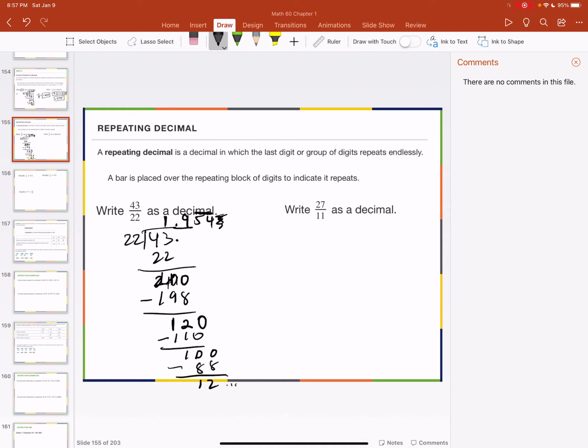So let's go ahead and do one on the calculator. Here, we would write 27, then the division symbol, then 11, and then the equals sign. If we do that, that's going to be 2.45 repeating. So we write it this way.